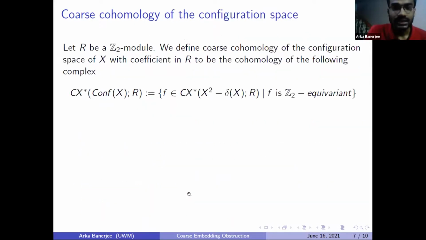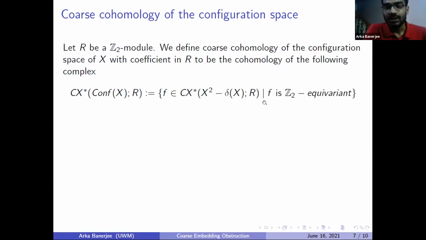Okay, so now once we have this right coarse homology for the complement, I can define the coarse homology of the configuration space. Remember, the coarse configuration space should really be X squared minus the diagonal. So I'll define the coarse homology of the configuration space by considering all the quotients which live here.